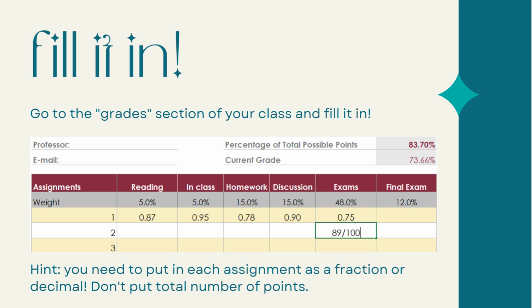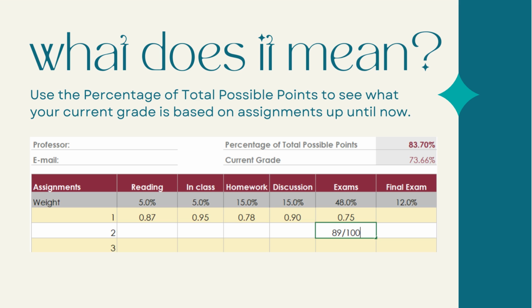So let's say I got a 75 on the first exam and an 89 on the second one. That's what you can see I'm doing here. So I've got 75 for that first one, and I've got 89 for this second one. So what does this all mean? Well, you want to use that thing at the top left of the chart that says percentage of total possible points.